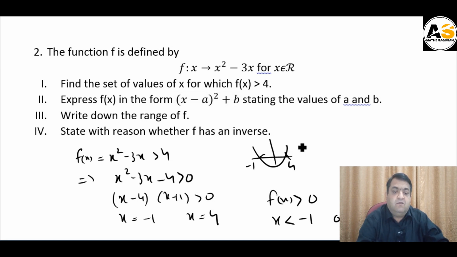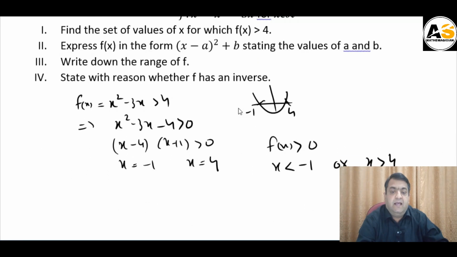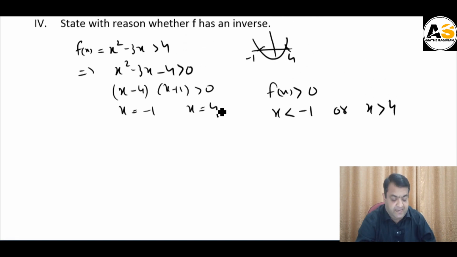Now in the second part, we have to express this function in the standard form, x minus a square plus b. The function is x square minus 3x. We have to write it in the form x minus a square plus b, and we have to give the values of a and b.